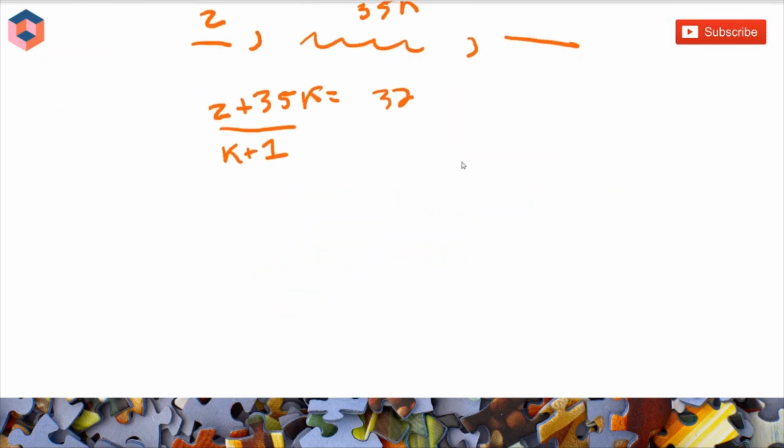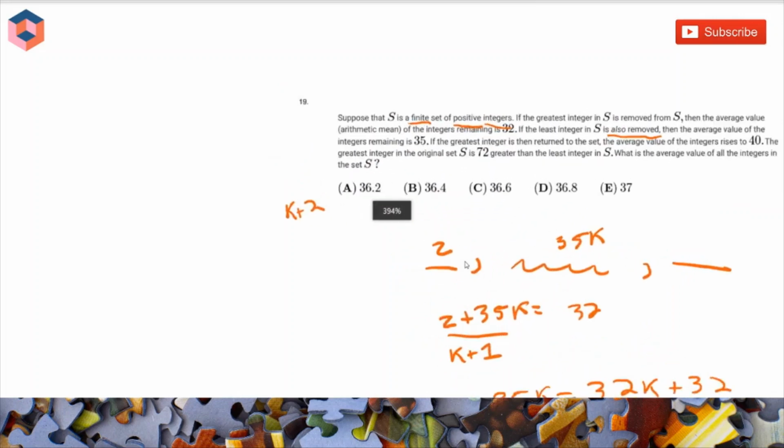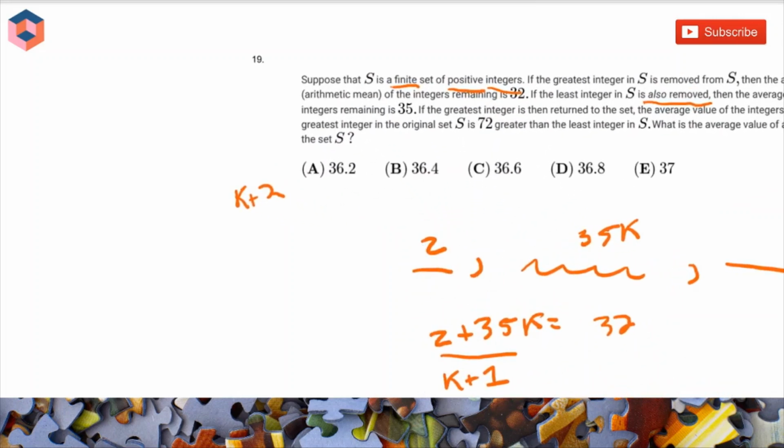So I multiplied by k plus 1 on both sides to get z plus 35k is equal to 32k plus 32. Now, bring this 35k to the right hand side by subtracting it from both sides. And we get 32 minus 3k is equal to z. Okay then. So that means that this least term, we can replace it instead of z, because we want to minimize the number of variables that we have. Instead of z, we have 32 minus 3k.